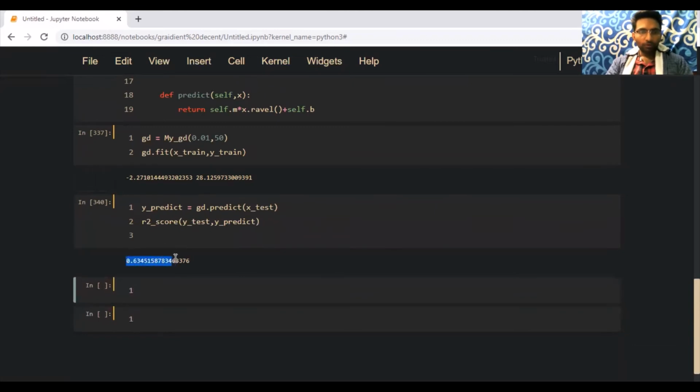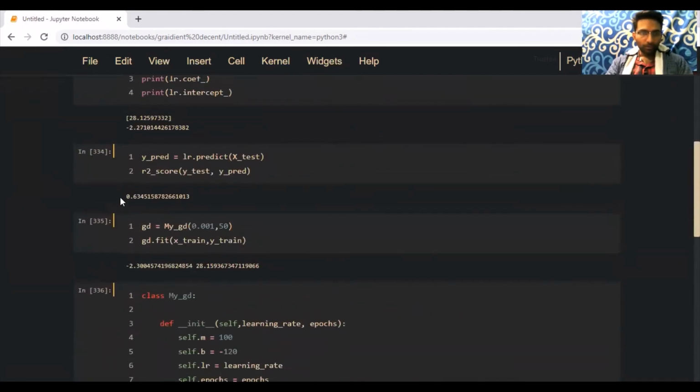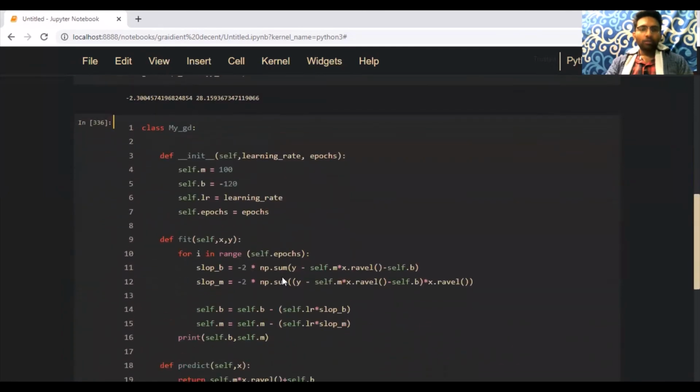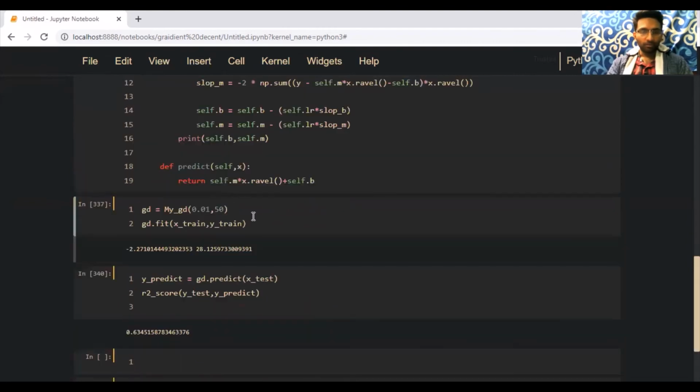So you can see the R2 score is also exactly the same, 0.6345, what we got before. So I can start at any random value. Suppose I take 160 and 110, it will work fine. It is going to give me the exact value of the coefficient, as we are reaching the global minima.